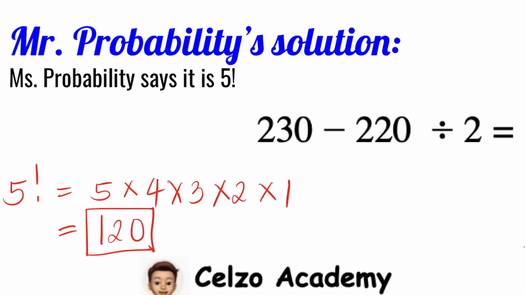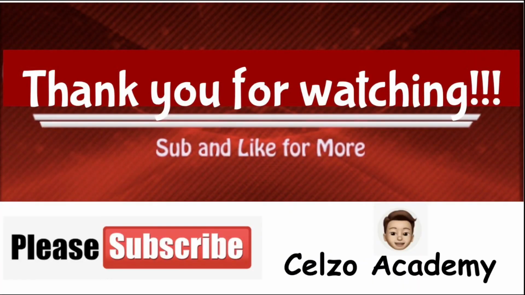So applying the factorial notation in Miss Probability's work, 5 factorial means 5 times 4 times 3 times 2 times 1, and that is 120. So this means that Mr. Algebra and Miss Probability are both correct. The answer is 120 or 5 factorial in this problem. And I'm sure you can think of other formats that will give you 120 as the answer as well.